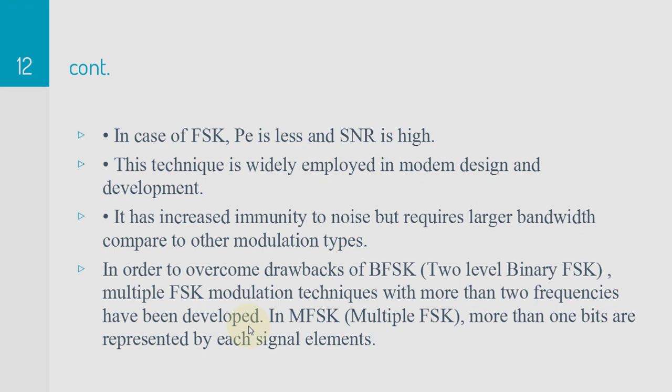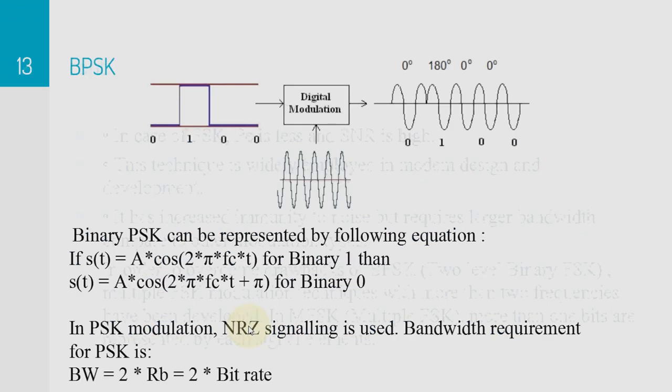In FSK, the probability of error is less and the signal to noise ratio is high. This technique is widely employed in modem design and development. It has increased immunity to noise but requires a larger bandwidth compared to the other modulation types.